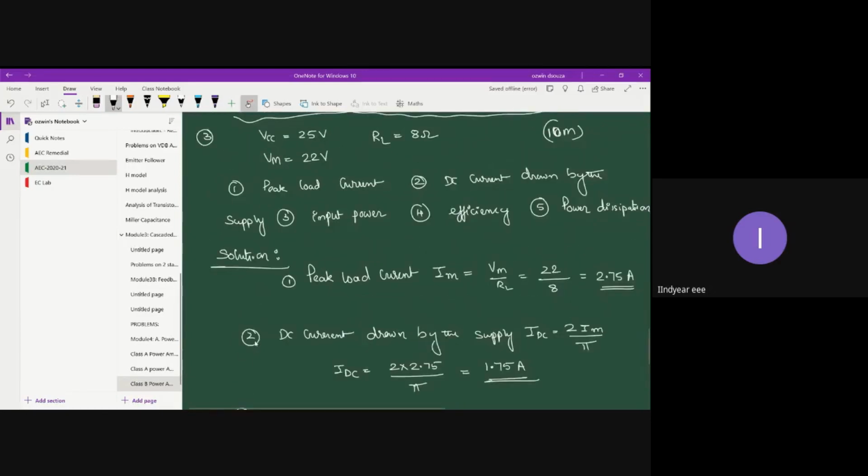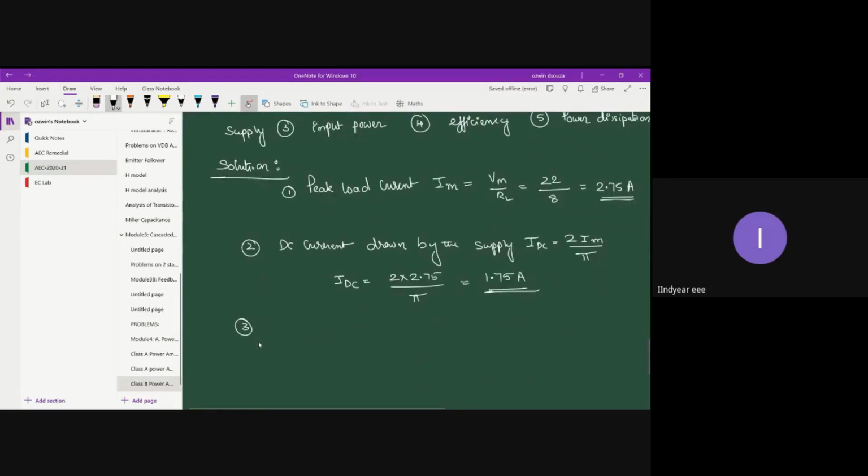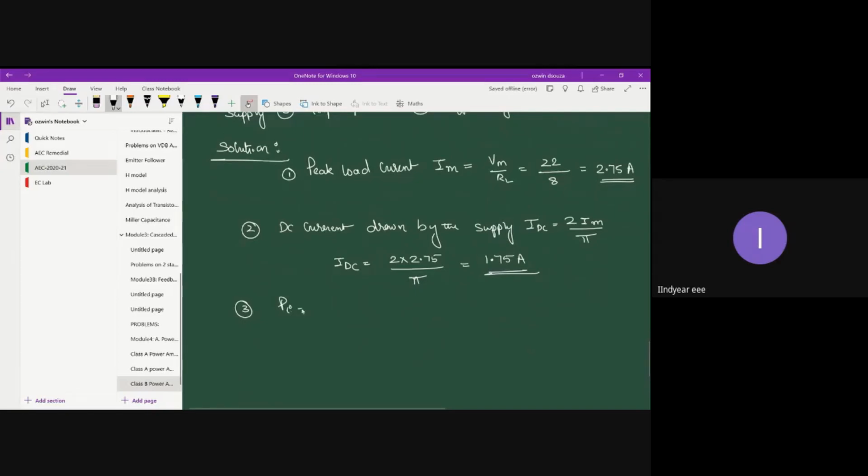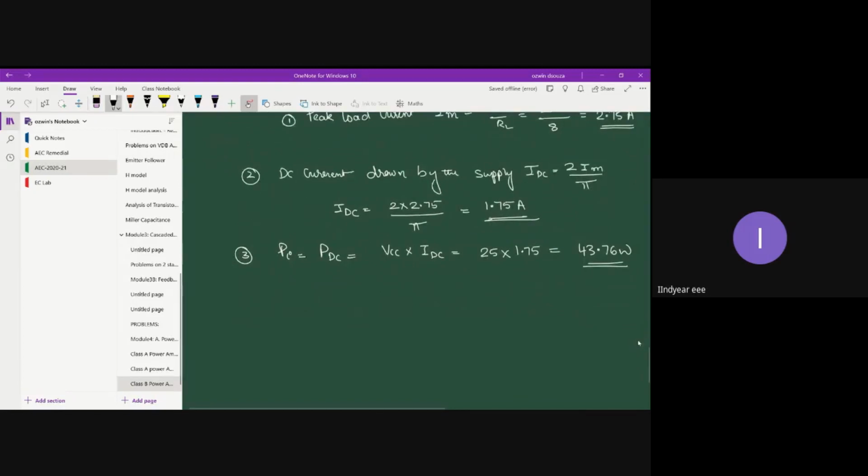The third part, power input. So power input PI is equal to PDC, right? PDC is VCC into IDC. So VCC is 25 into IDC is 1.75. So when you multiply, you will get it as 43.76 watts. Okay, in and around 43.76 watts. So that's your third part of the problem.